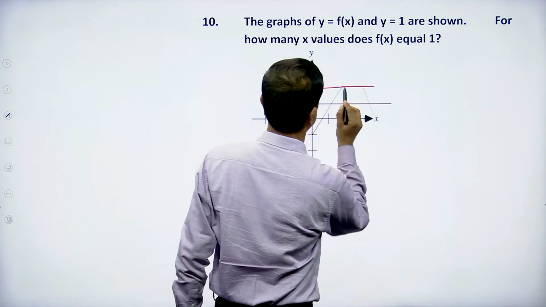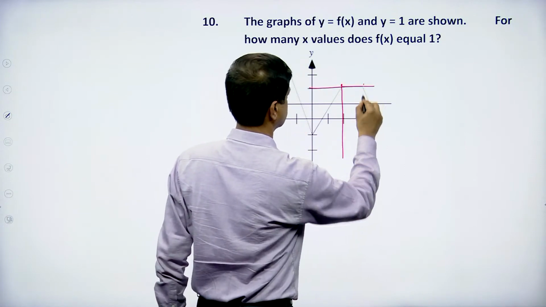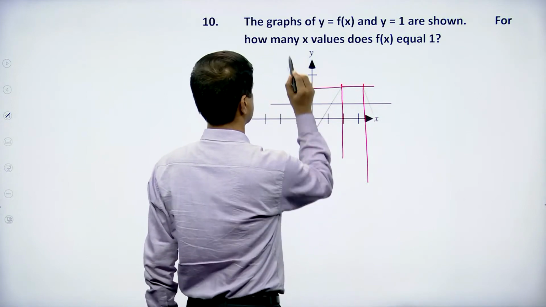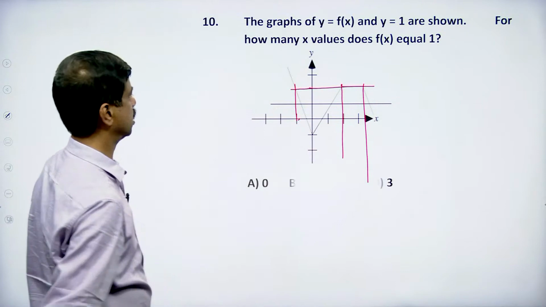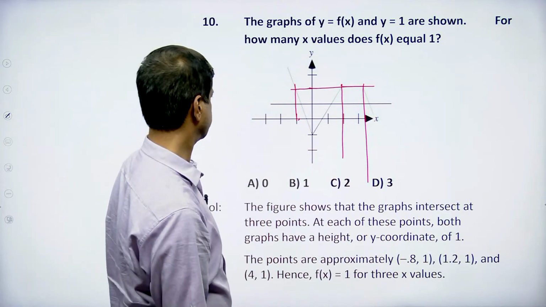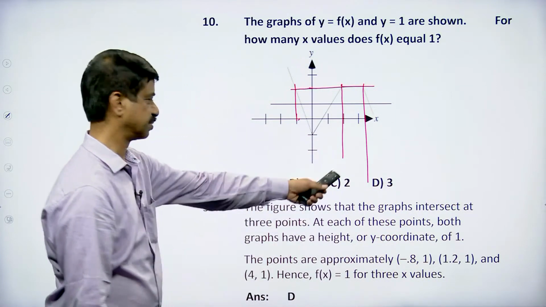So this is one value, it is f of x equal to 1. This is another value at f of x equal to 1. If you prolong it, this is another value where f of x equal to 1. So how many values should it be? It should be 3 values. Right, children? Option D satisfies.